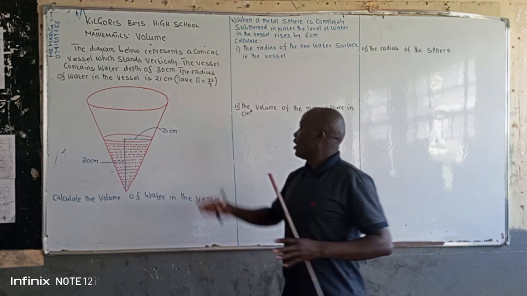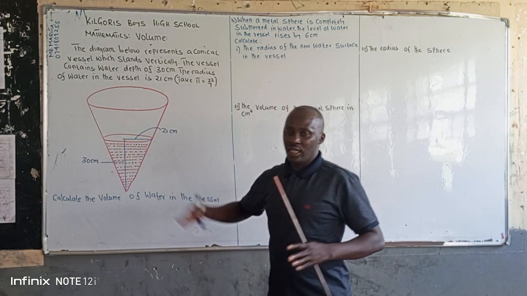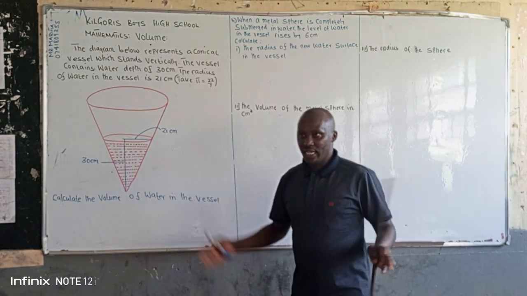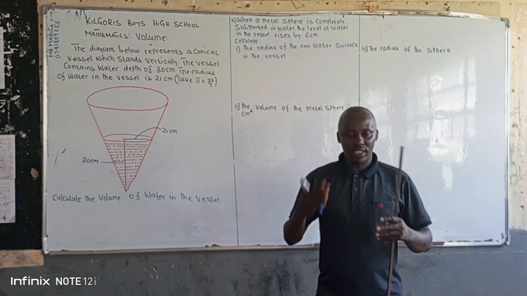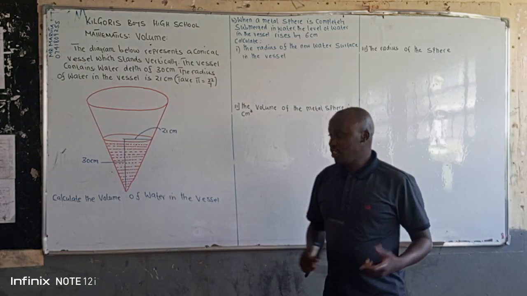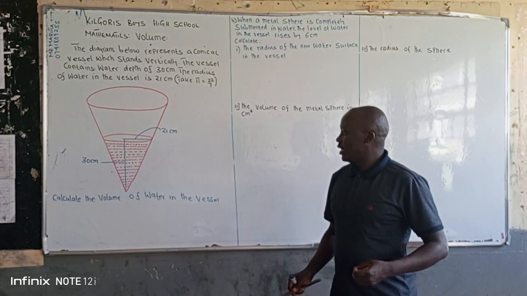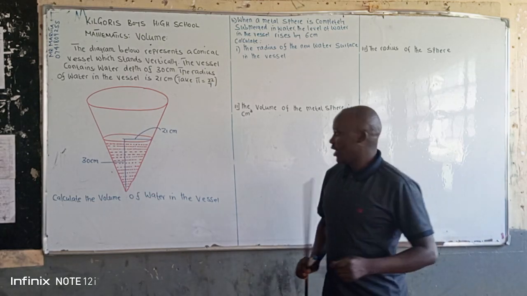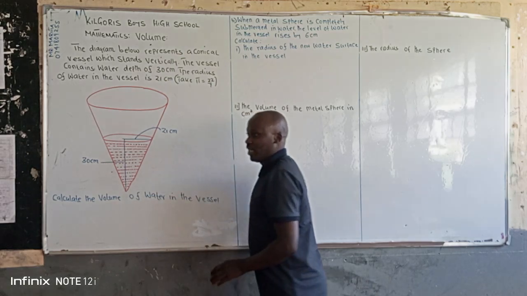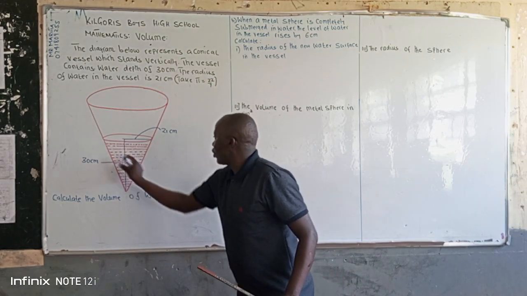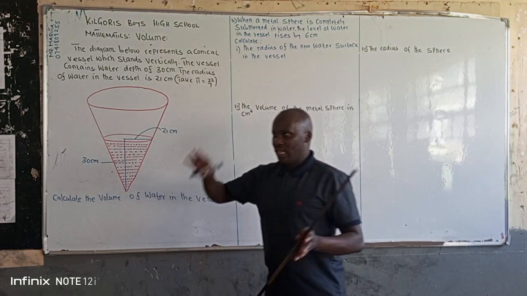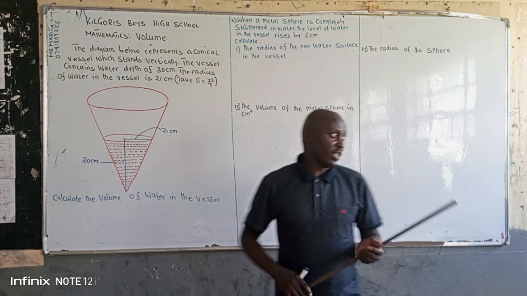The guideline here is that we take pi to be 22/7. If not guided, you can take 3.14. So what are we supposed to do in this question? We are supposed to calculate the volume of water in the facet. The water has a height of 30 centimeters and a radius of 21 centimeters.